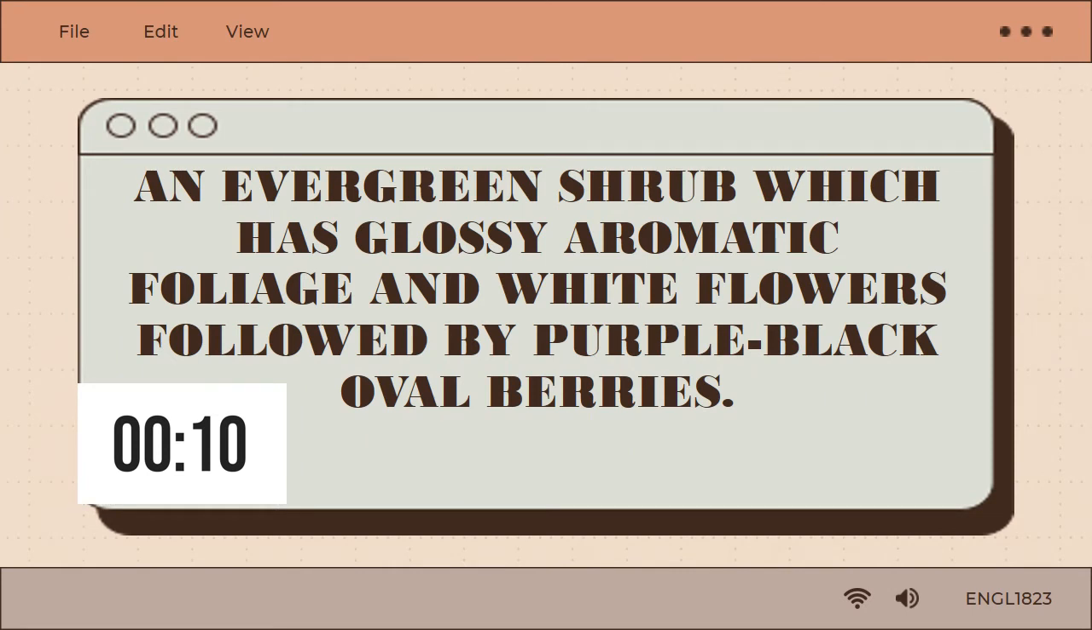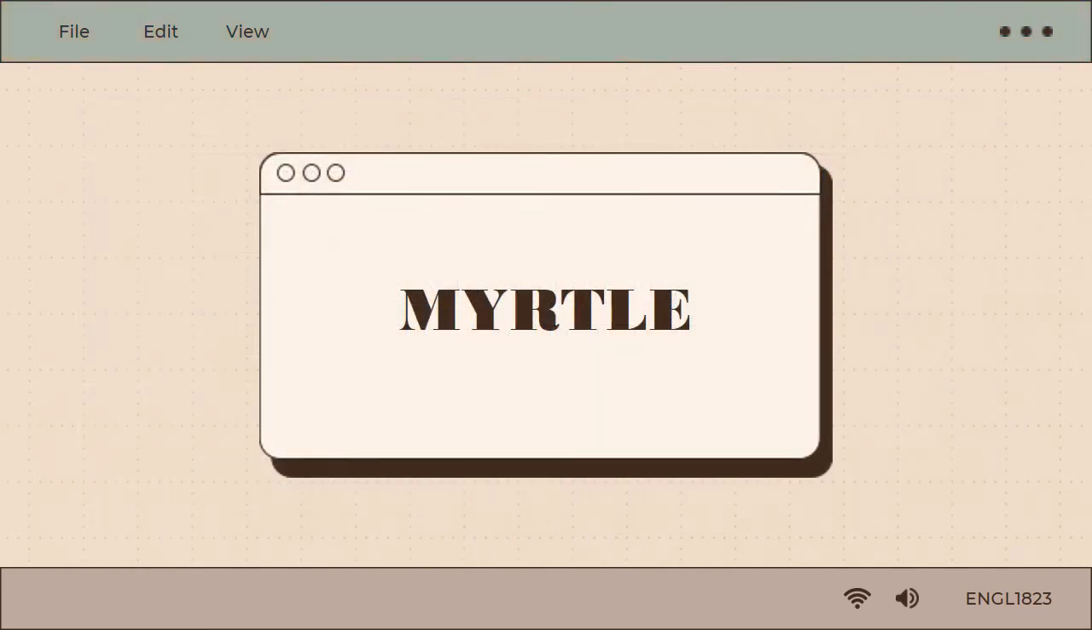And number 5, an evergreen shrub which has glossy aromatic foliage and white flowers followed by purple-black oval berries. Your 10 seconds starts now. Time's up. The correct answer is myrtle. All the words you just identified are related to our lesson and you will encounter them in the literary piece we will discuss.